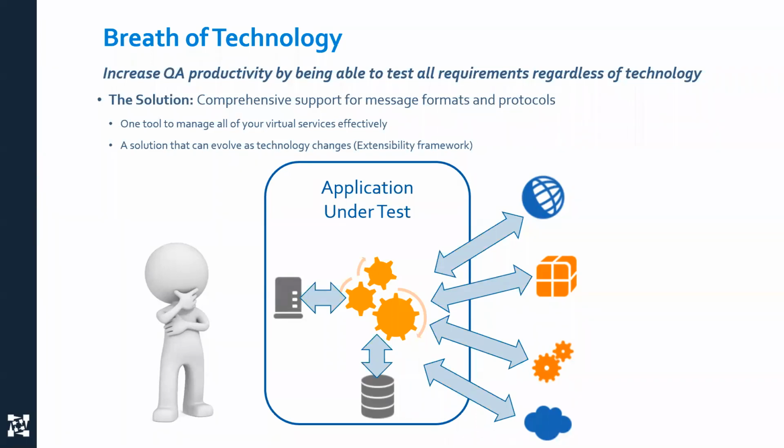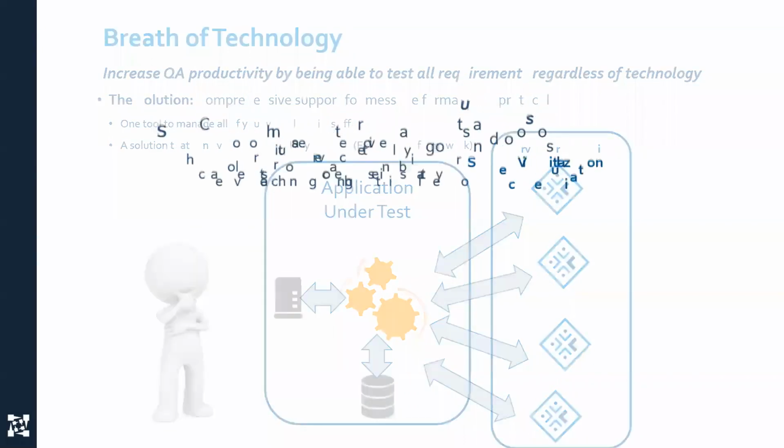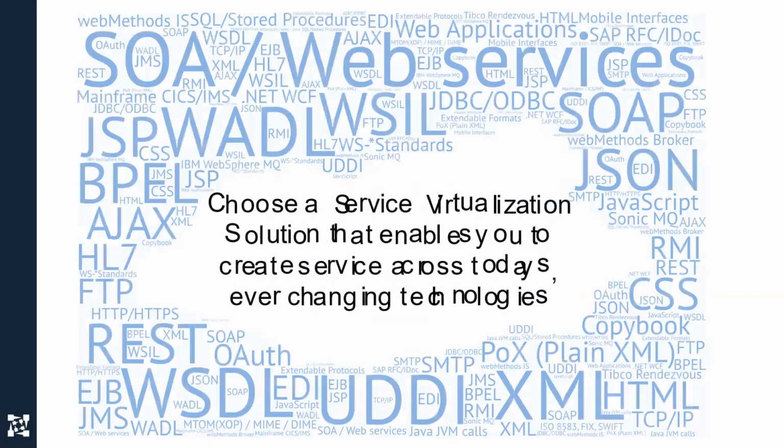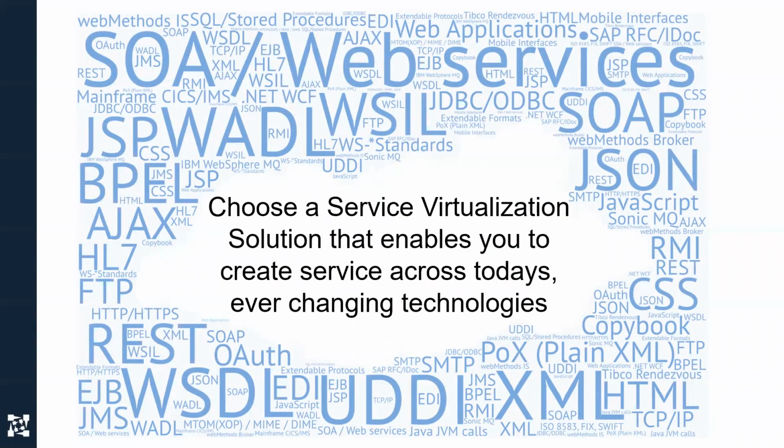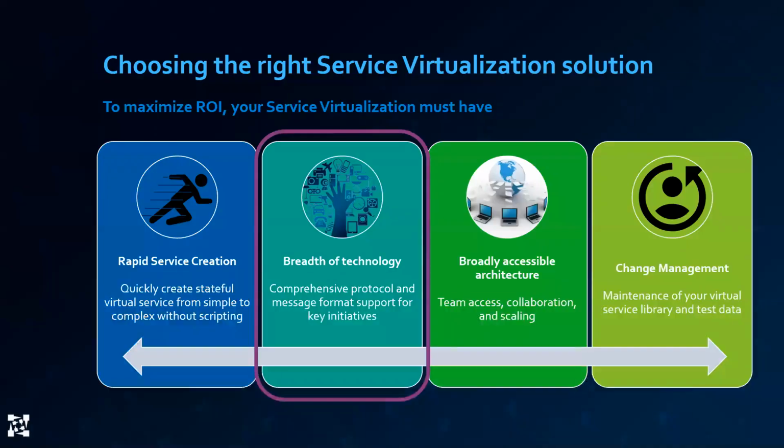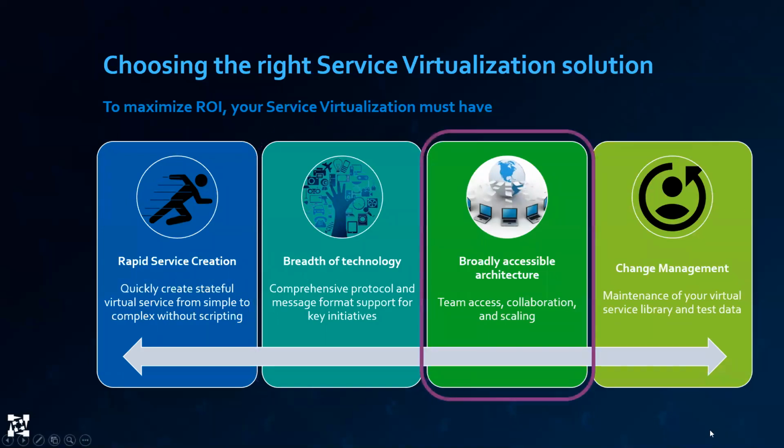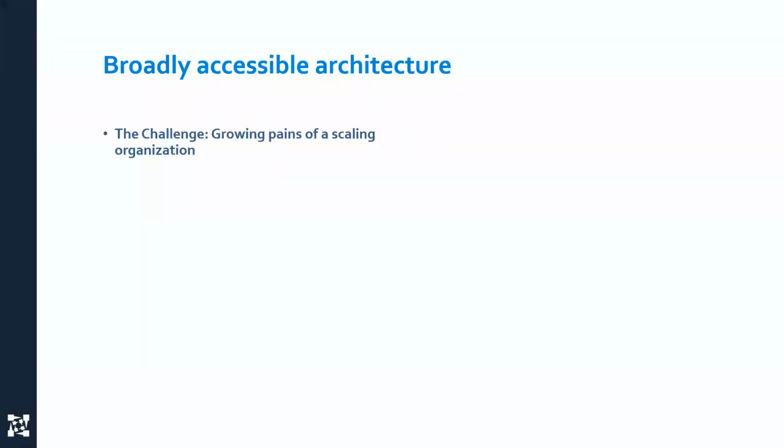I mean, who knows what's happening next? Okay, so that's your breadth of technology. And so focus on a service virtualization solution that enables you to create services across a changing landscape of technologies. Okay, breadth of technology. So let's talk about now that we understand how to rapidly create a service across multiple message formats and protocols, what becomes important next is ownership and usage. And this manifests as an accessible architecture.